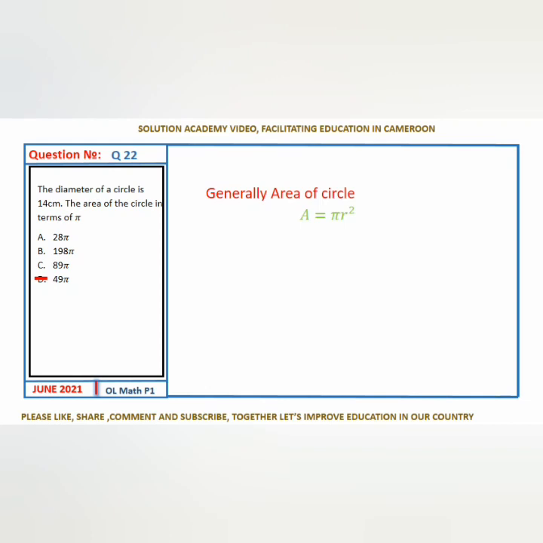The radius was not given, but we have to know that the radius is always given by diameter on 2. So if we substitute, we're going to have the area to be pi into diameter on 2, all that squared. And if we substitute and punch preferably on our calculator, we're going to have our area to be 49 pi. We actually leave our answer in pi. We have to know pi is the same as 22 on 7 for ordinary level. Hence, our answer is D.